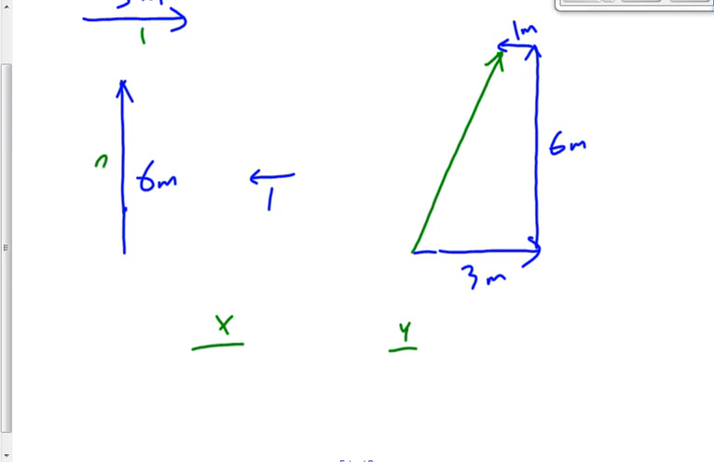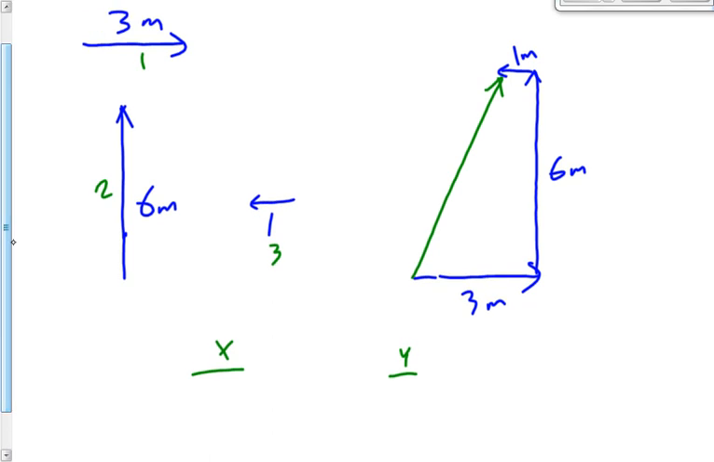Call this one number 1, 2, and 3. What's the x component, please, of vector 1? X component, remember, is horizontal. Y component is vertical. How much of that 3 meters is horizontal? All of it, right? So we're going to say it's 3. How much of this one is horizontal?